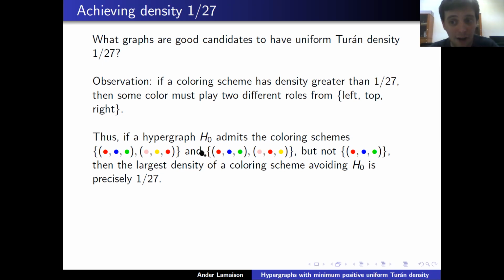then in fact it will admit every coloring scheme that has density greater than 1/27. And then if in addition it does not admit this one, then in fact the largest coloring scheme that H0 does not admit has density precisely 1/27. And so with coloring schemes, this is easy. If we are restricted to the universe of coloring schemes, then this is very easy to prove. This is less than one page.